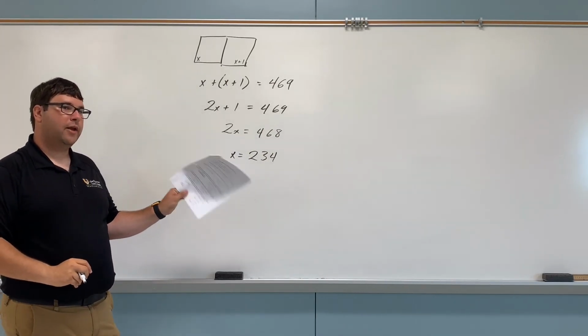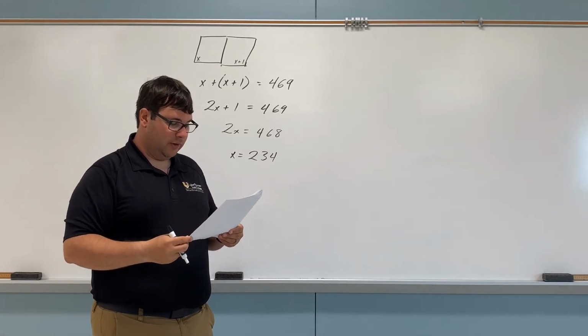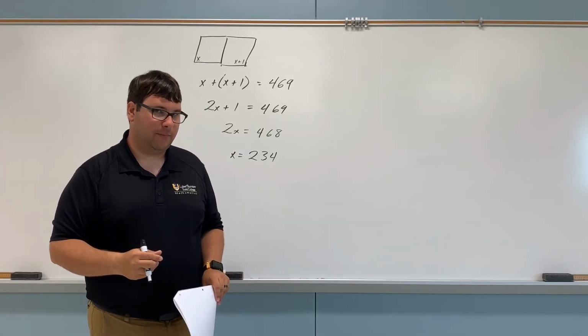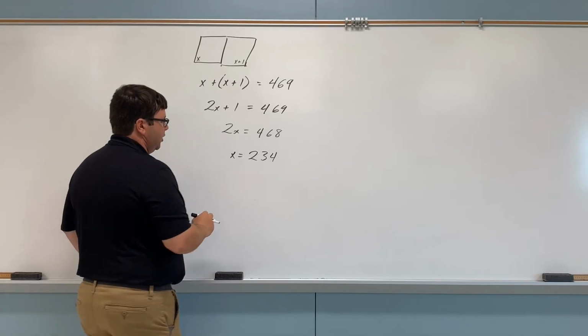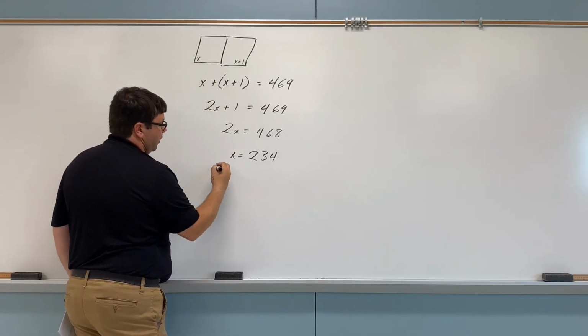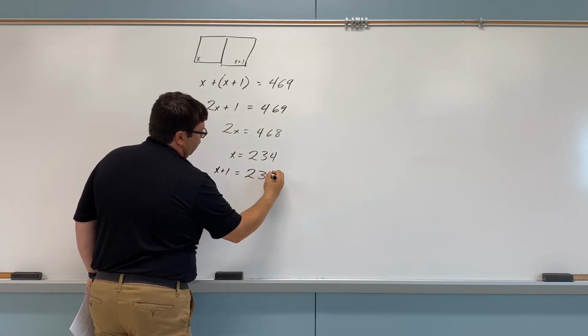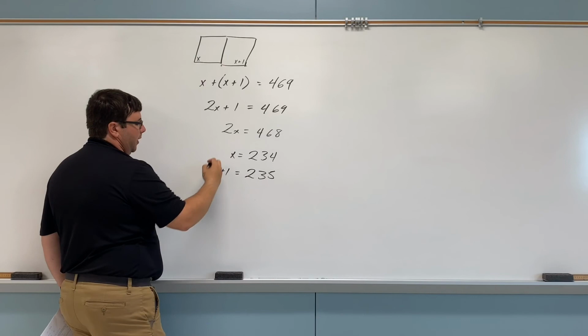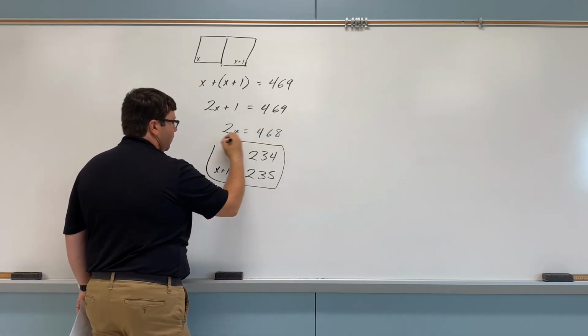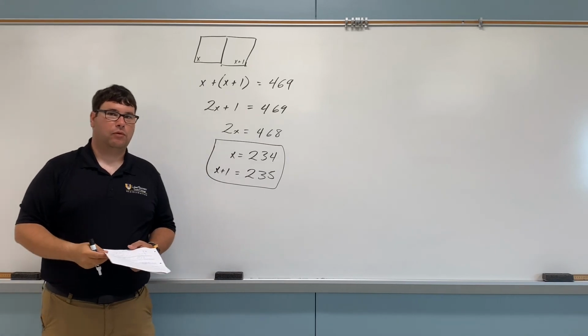Go back and reread it. Make sure you're getting everything at once. The question on this one is find the page numbers. So I do have x. That's my first page. My x plus 1 will be 235. So my 2 page numbers are page 234 and page 235.